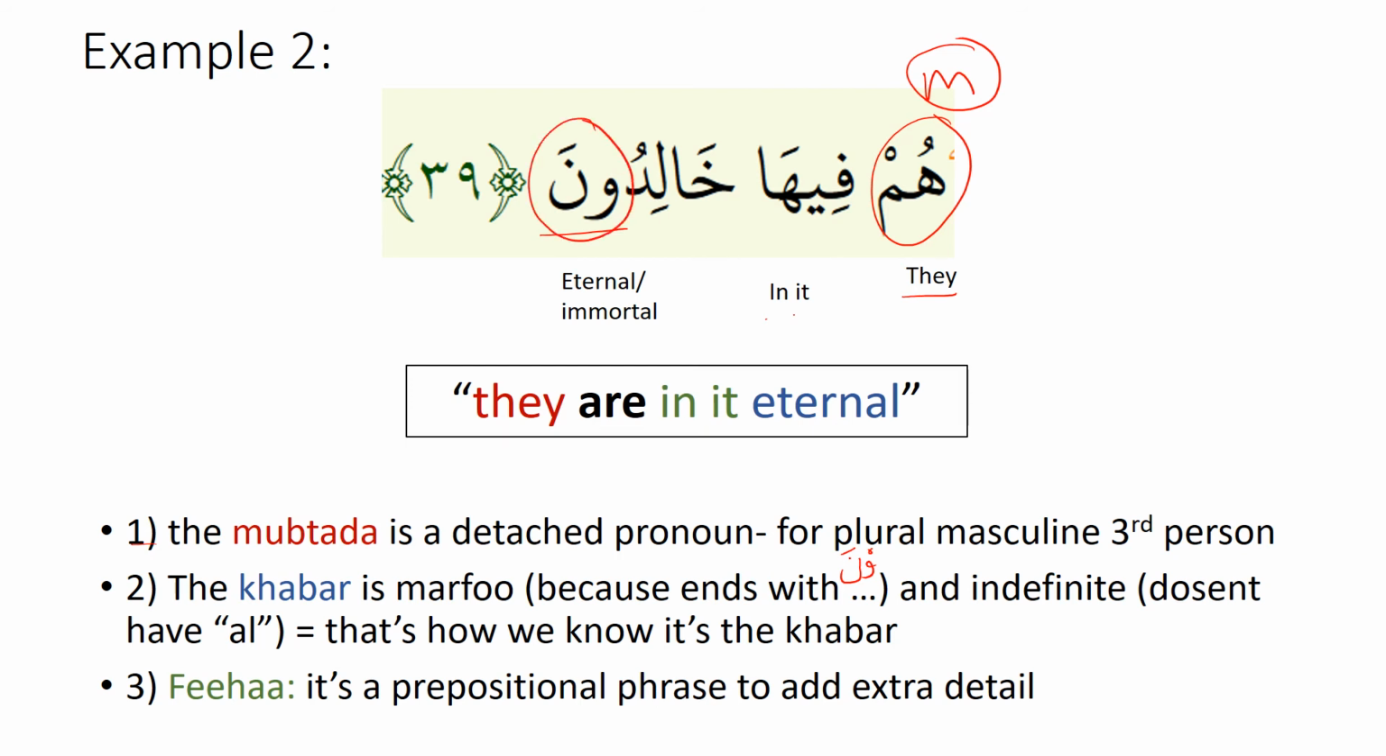So that means you know that it's definitely going to be the khabar because that's the only other noun in the sentence. And it's indefinite as well. It doesn't have alif lam. That's how we know it's khabar. And this fiha over here, it's just a prepositional phrase to add extra detail. So the translation would be, they are in it eternal. Okay, they are eternal, they are in it eternal.